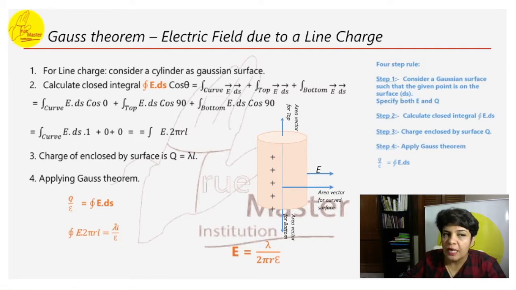Applying Gauss theorem to calculate electric field due to a line charge. See the 4 steps rule on the right side of the screen. These are the 4 steps. As per our first step, we have to select a Gaussian surface. For a line charge, we are going to consider a cylinder here.